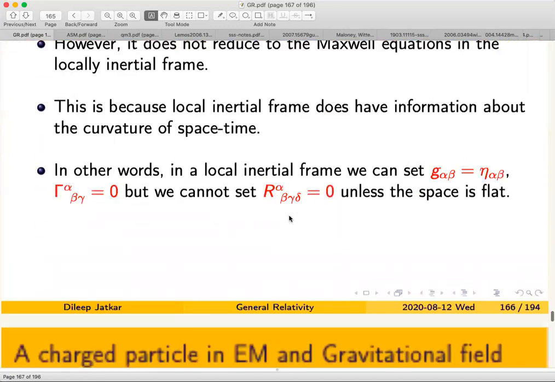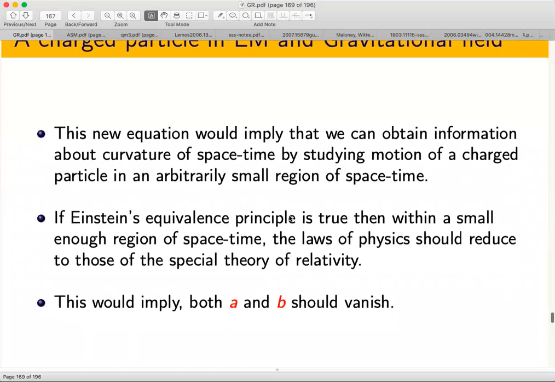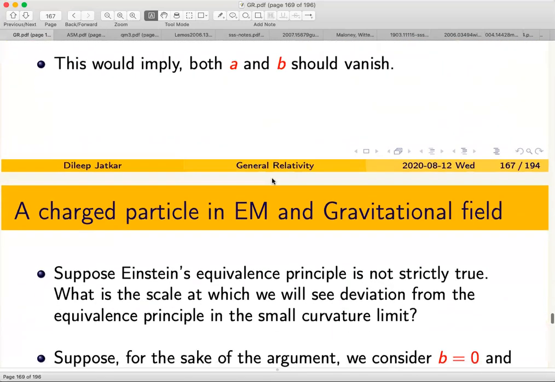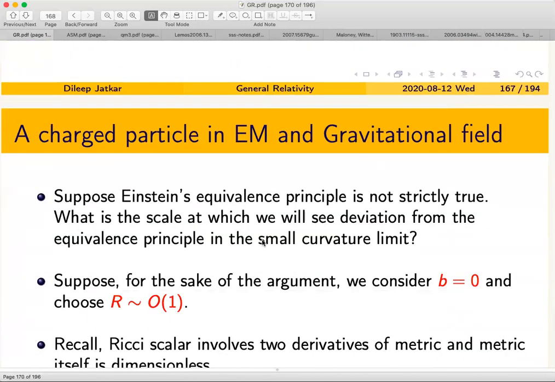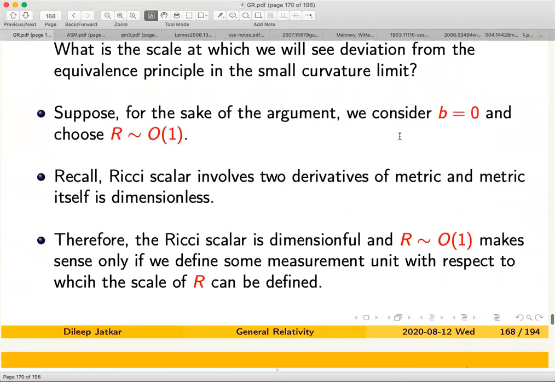On the other hand, if you say, okay, I don't want to stick to Einstein's equivalence principle, then of course you could study this equation. You could try to put bounds on this with respect to whatever is experimentally observed. Now this is something we had discussed, but let me again go over this particular point: suppose you look at one particular term.